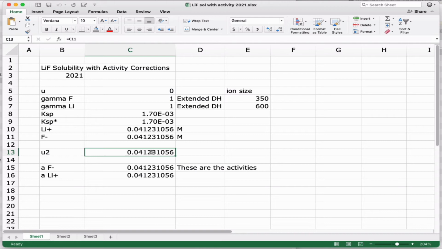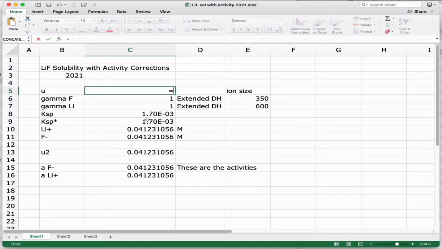So now I'm going to go up to cell C5 and say it is equal to not zero, but cell C13. So I have set up a circular reference, because cell C5 gives us values for cells 6 and 7, which gives us a value for cell C9, which gives us a value for C10 and 11, which gives us a value for C13, which I'm feeding right back up into cell C5. And this is another example of iteration.